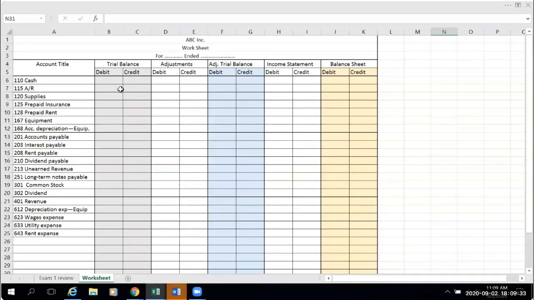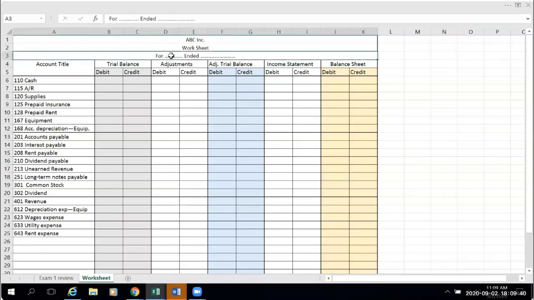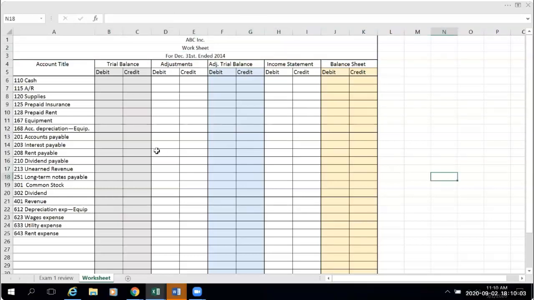So a trial balance is a report of current balances as of a specific date. So this is, let's say, for December 31st of 2014. As of this moment, this is the situation that we have.